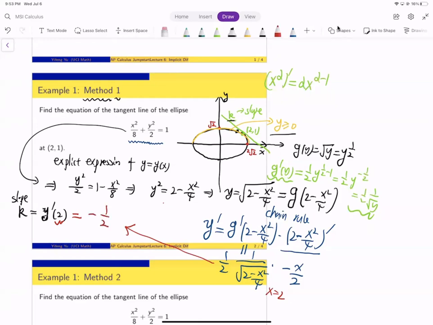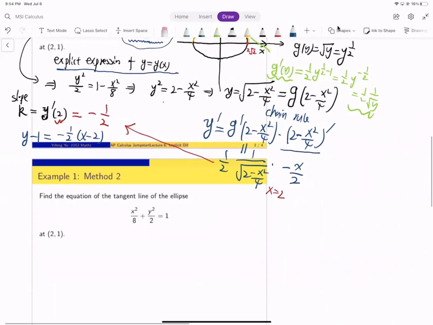So this is the slope of the tangent line. Here we used the explicit expression of y. Then of course we can write out the equation of the tangent line: y minus 1 equals negative 1/2 times (x minus 2). Now, the reason we can use an explicit expression is that the equation itself is not that complicated, so we can just explicitly solve it. But here I want to introduce the second method, which is more convenient to use in many ways. This is what we call implicit differentiation.